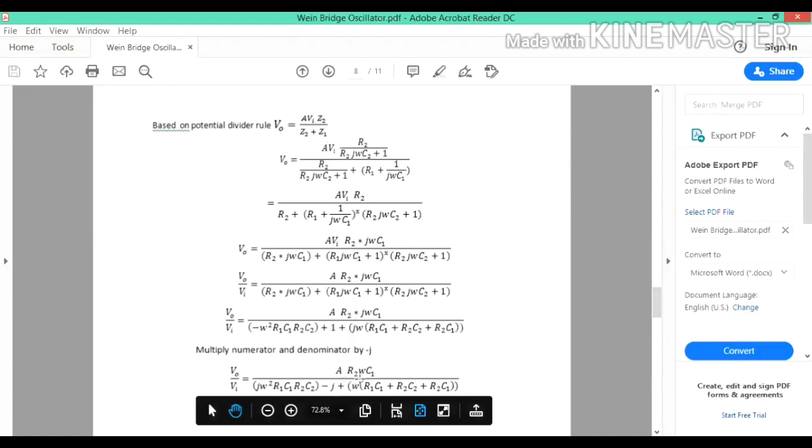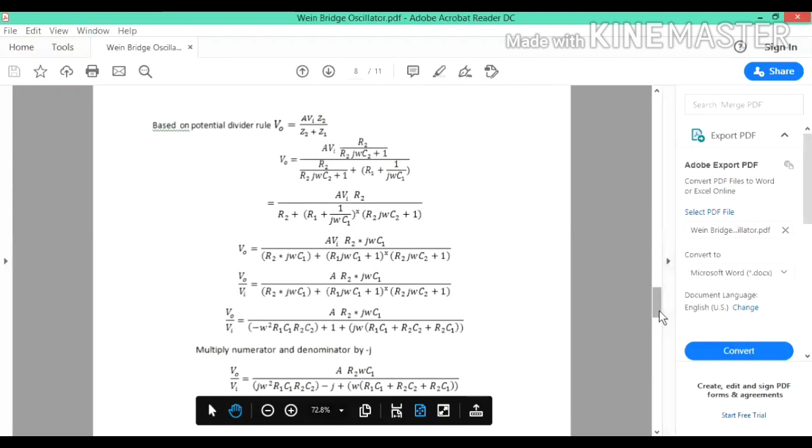So A R2 omega C1 divided by j omega square R1 C1 R2 C2 minus j, and this imaginary value is also going to get cancelled. So you can get omega in the bracket R1 C1 plus R2 C2 plus R2 C1. Now this is your gain calculation with respect to your Wein bridge oscillator. That means the V0 divided by Vi ratio will be like this.